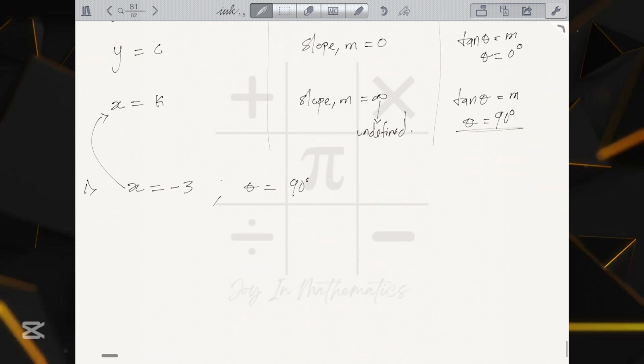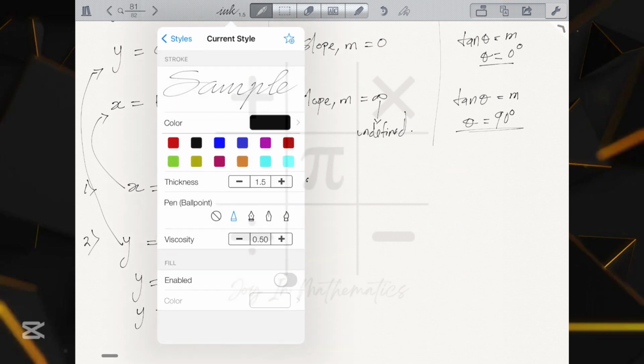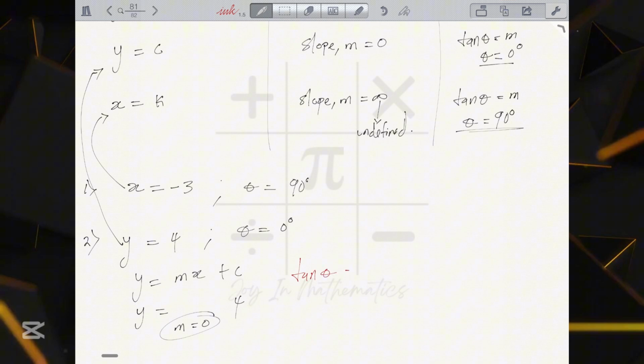Similarly, if you're asked to find the angle of the line y equals 4, y equals 4 corresponds to the horizontal line, and the angle theta is equal to 0 degrees, because if you compare y equals mx plus c with y equals 4, then we can see that our m is equal to 0. If we use the formula tan theta equals m, which means that our m is equal to 0, then our tan theta is equal to 0, then theta will be arctan of 0, which is 0 degrees.